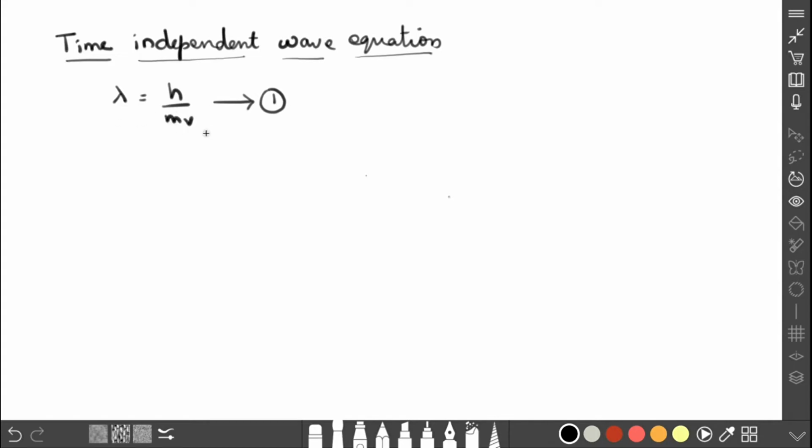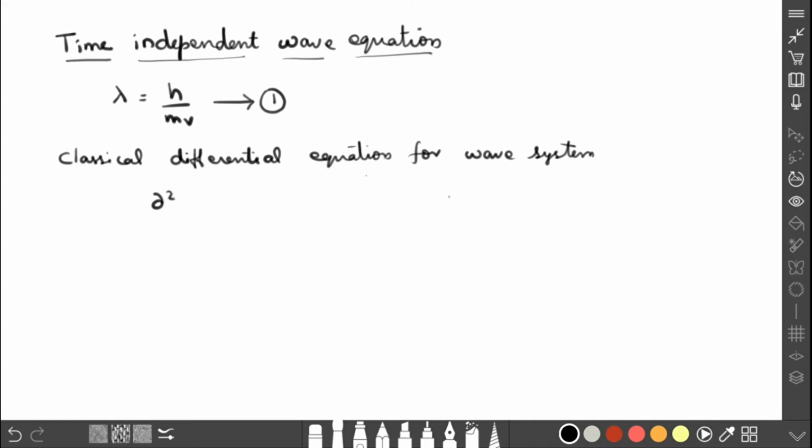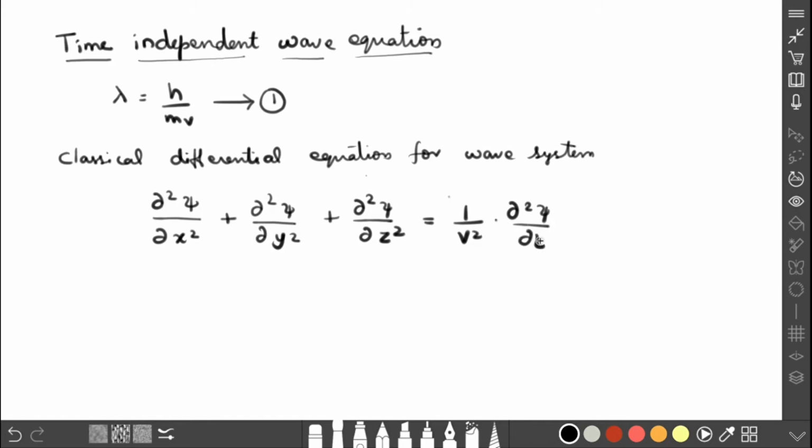The next one is the classical differential equation for the wave system. So what is that equation? This is the partial differential equation: dou square psi divided by dou x square plus dou square psi divided by dou y square plus dou square psi divided by dou z square, which is equal to 1 by v square into dou square psi divided by dou t square. So this is the classical differential equation.